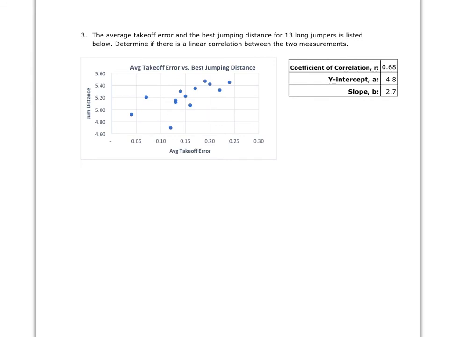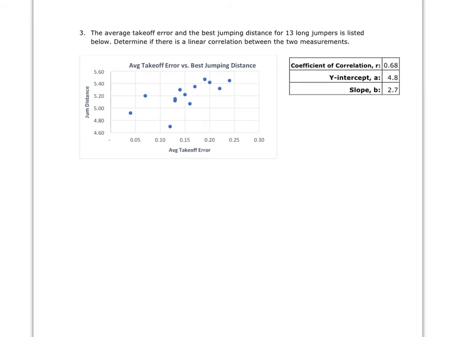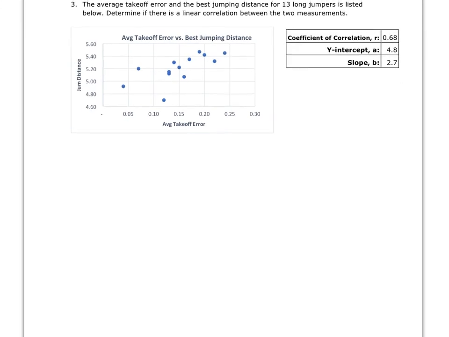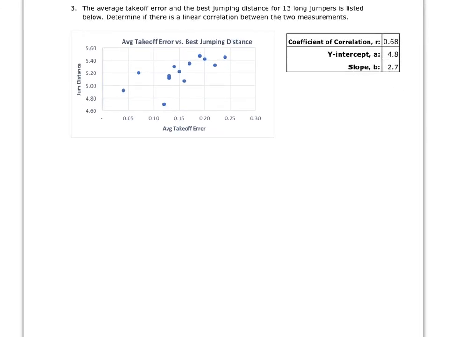Okay, let's look at this example. The average takeoff error and the best jumping distance for 13 long jumpers is listed. It's actually not listed here, but each of these examples is in that shared Google Sheet. So you can see the underlying data if you want to take a look at those. But what is listed is the values for R, A, and B, and we've got the scatter plot. So we want to run through the four things.